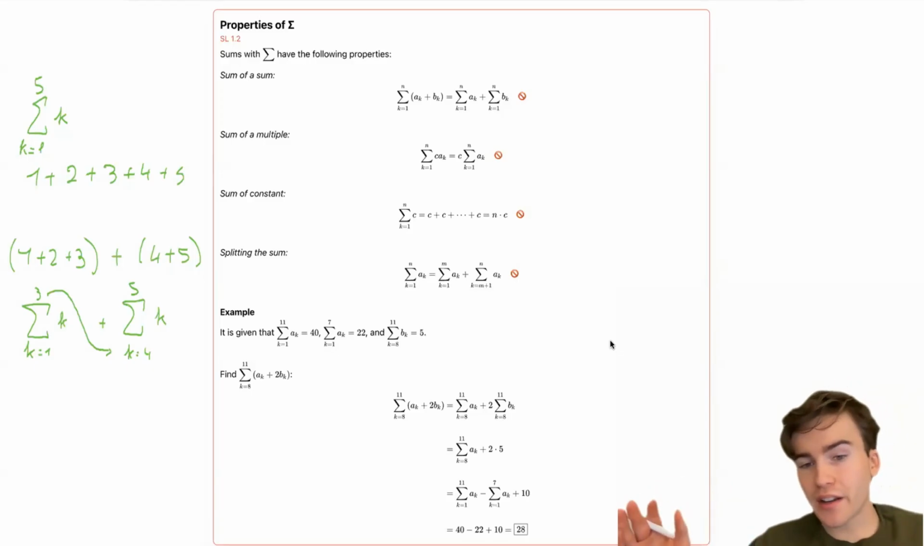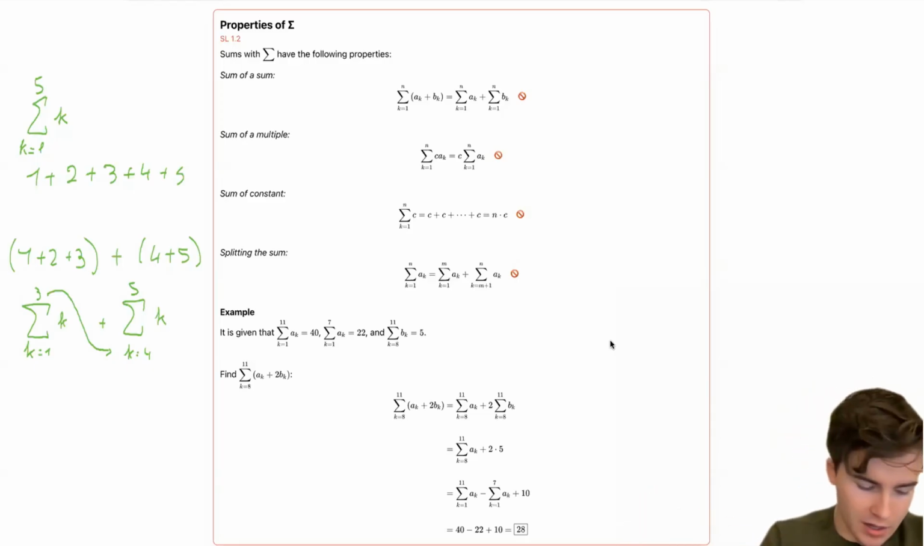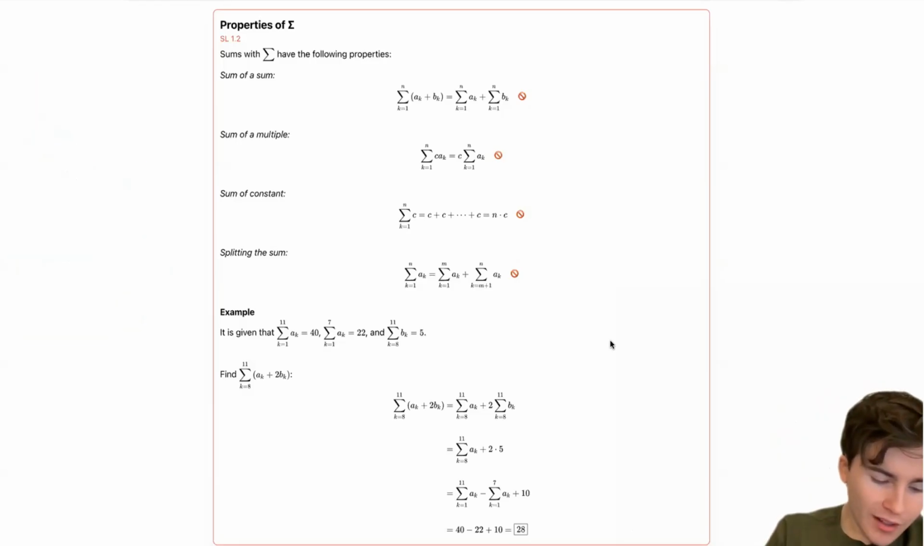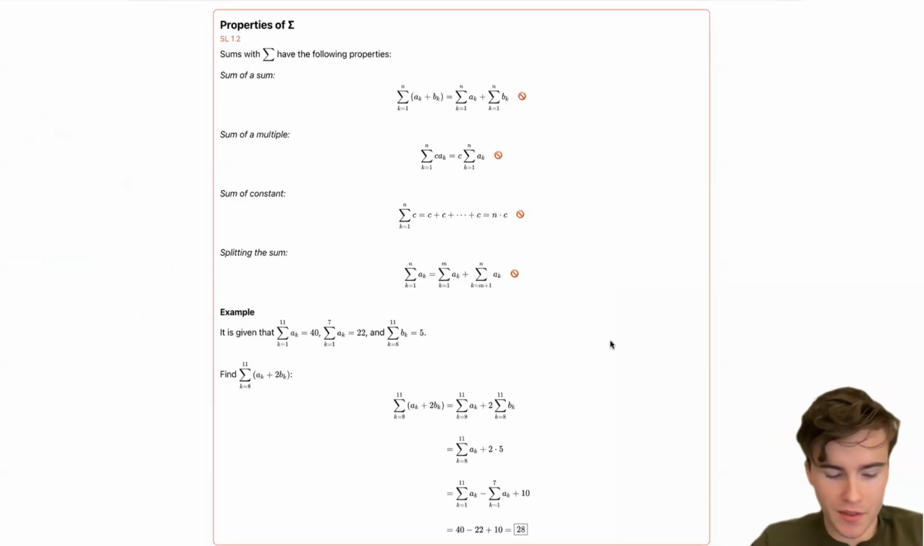It's just that I've separated it into two pieces. So let's go over an example. And this example is relatively tricky, so we're going to take our time with it.